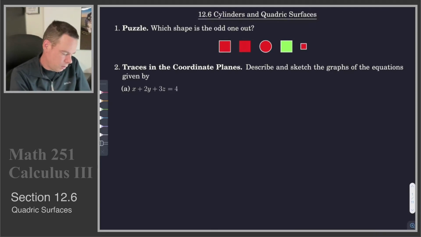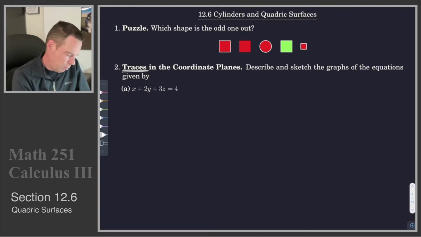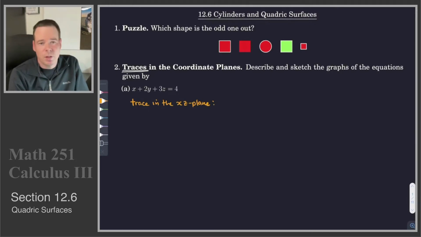So the way we can do that is we can use this idea known as traces. And what traces essentially allows us to do is to convert this problem in 3 dimensions to a bunch of problems in 2 dimensions. So let's see how we would do this. We would look at, let's say, the trace, and I'll color code these here, in the xz plane. So what this means is instead of trying to find all points in 3-dimensional space with coordinates x, y, and z that satisfy this equation, I'm just going to look at how this surface intersects the xz plane.